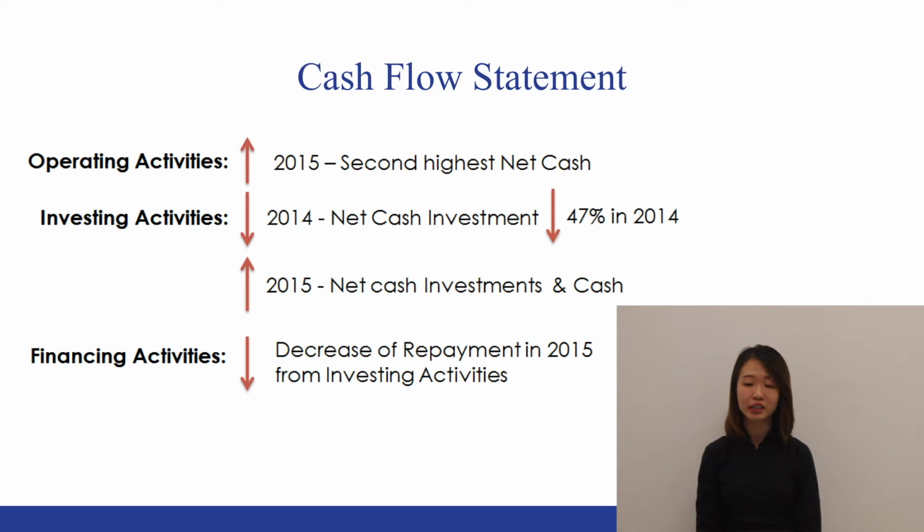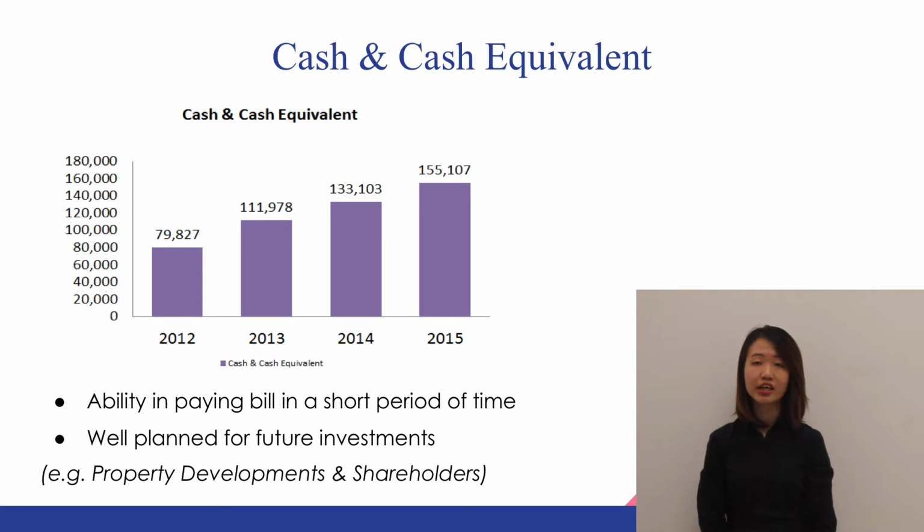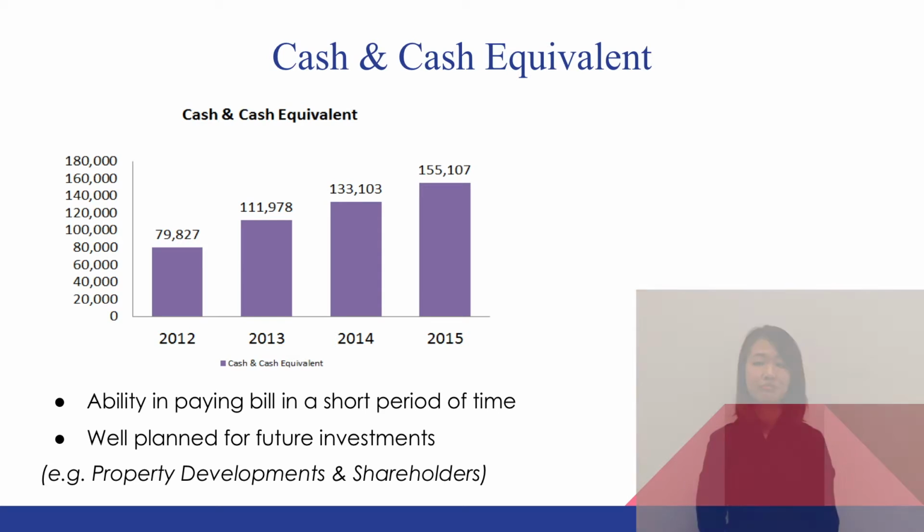From this, HPL has an increase in 2015 due to an inflow of investment from net cash from associates and joint control, according to the annual report 2015 on hotelprop.com. From the investment made, it causes a decrease of repayment in 2015. As for the cash and cash equivalents, this shows a steady growth from 2012 to 2015.